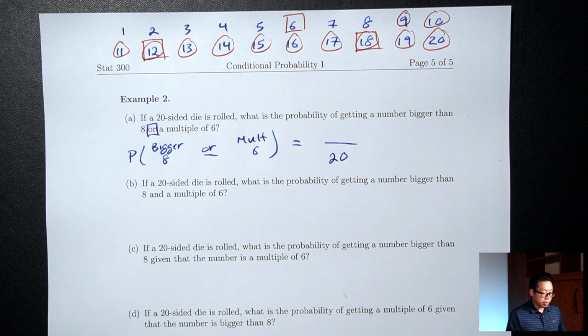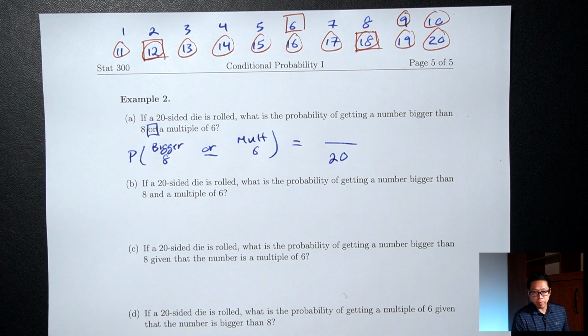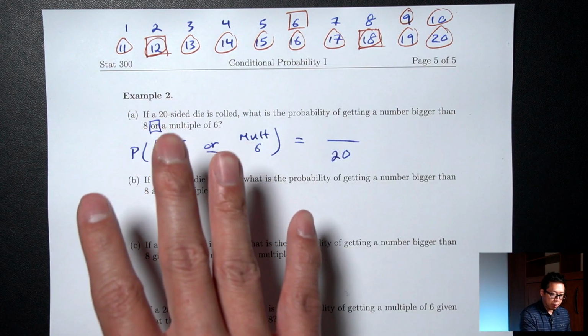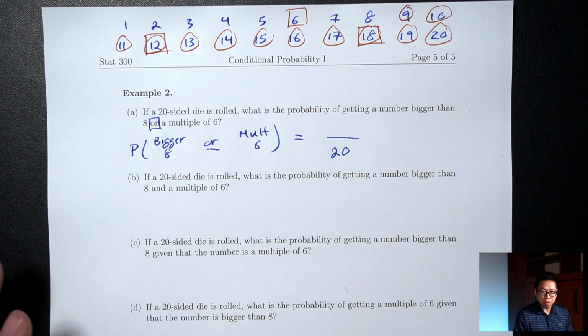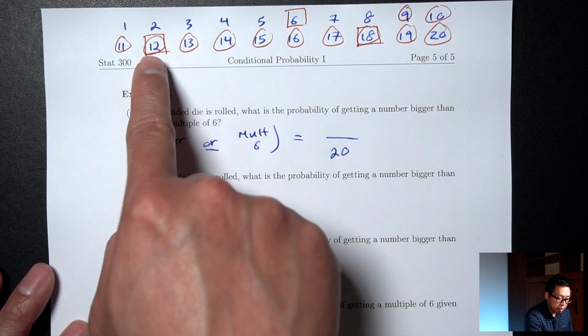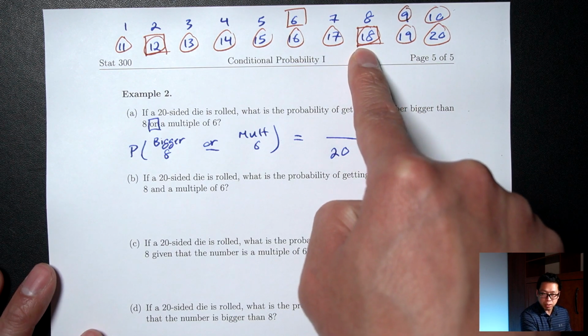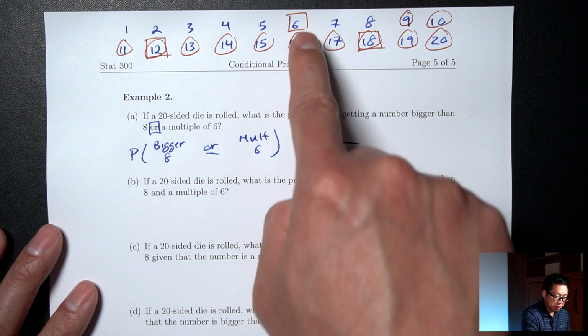The word or means I want the numbers that satisfy at least one of these requirements. So numbers that either have a circle or a box or both. So basically I'm looking for all the numbers that have something marked on them, either a box or a circle. And I don't want to count things twice. So I don't want to count 12 twice. I don't want to count 18 twice. So I'm just going to count everything that has something red on it.